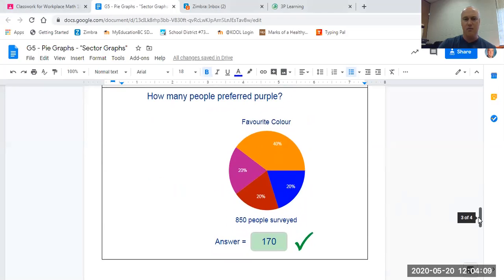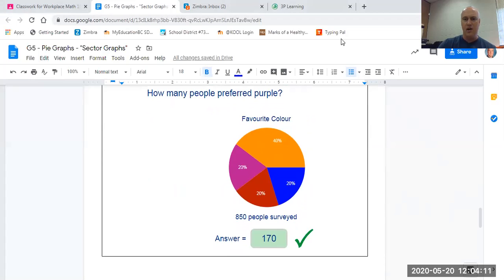So let's take a look at a similar example. Looking here, it's asking us how many people preferred purple. Well, in this case, we don't have a legend because they actually give us the color patterns in the pie graph, but we can see that 20% is the representation here of how many people like purple. Now, what we can also see is that there were 850 people surveyed.